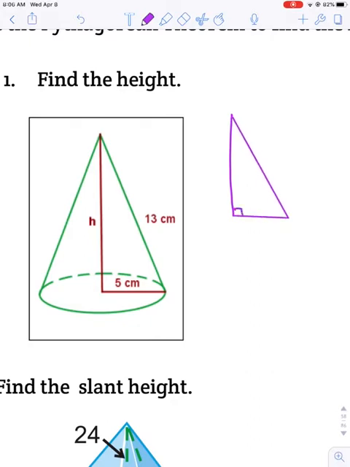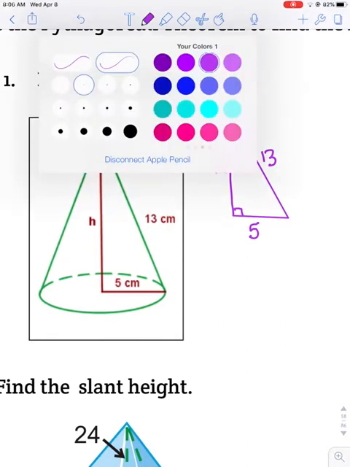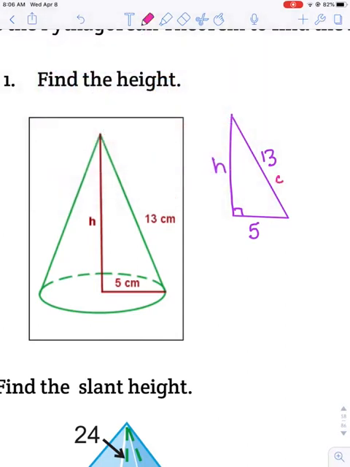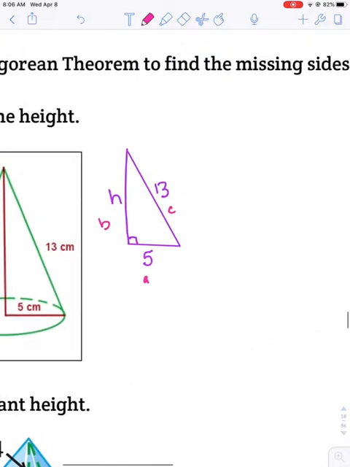Here's my right angle. I can see that this side is 5. That's the radius. H, we don't know that side. And this is 13. 13 has to be our side C because it's diagonal from the right angle. And then 5 or H could be A and B. You could switch them, doesn't matter. Now you might recognize right away that this is a triple. It is. And if you recognize that, you don't have to show any work. You could just go straight to the answer.